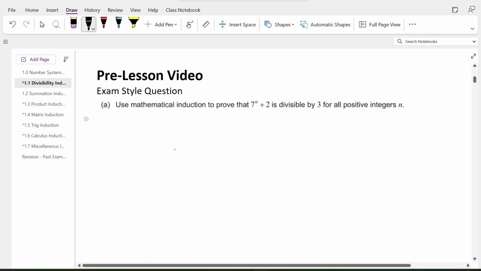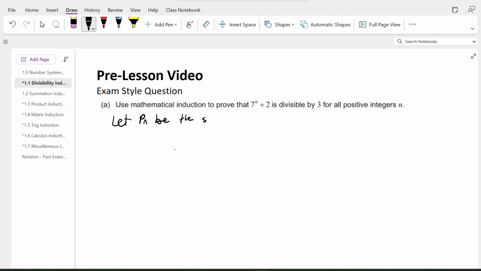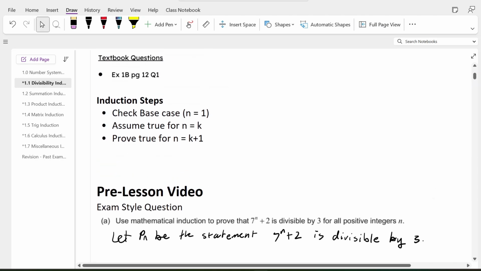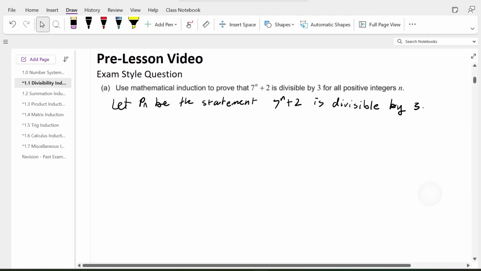Now, this can be a bit annoying, this part, but we do have to start by saying let Pn be the statement, and then we say 7 to the n plus 2 is divisible by 3. Unfortunately, with induction, there is quite a bit of writing involved. All right, so what we need to do is step 1. So we need to check the base case n equals 1.